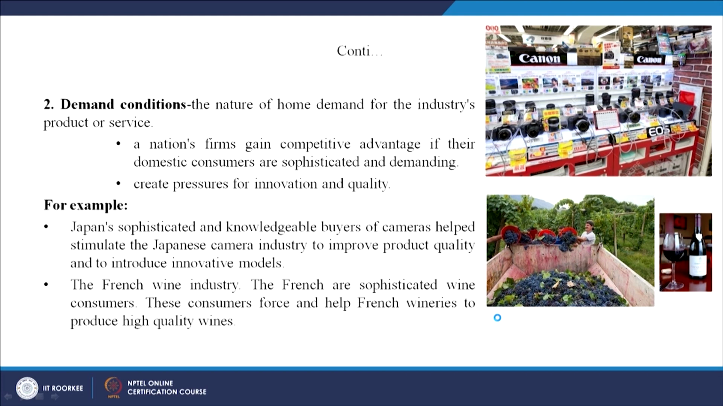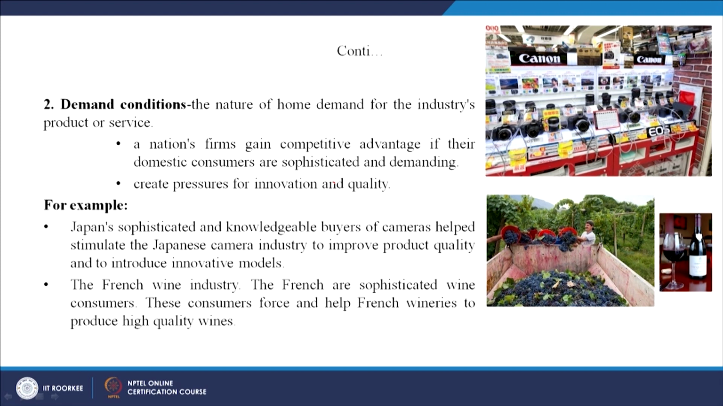Second condition is the demand condition. What is it saying? The nature of home demand for the country's product or service. So, what is the demand in the home country? A nation's firms gain competitive advantage if the domestic consumers are sophisticated and demanding. Why is it an advantage? Because it creates pressure for innovation and quality.